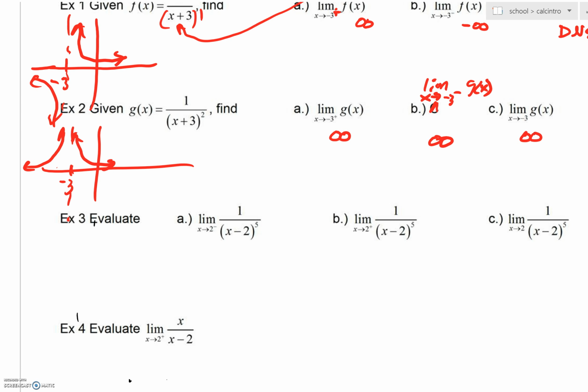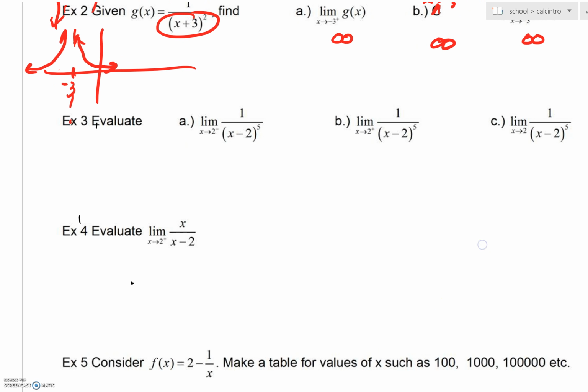Now, again, you could plug in -2.9 or -3.1. At the end of the day, you're squaring down there. You've got something small, but the squaring guarantees it's positive. 1 over something small is big, and it's a positive big.